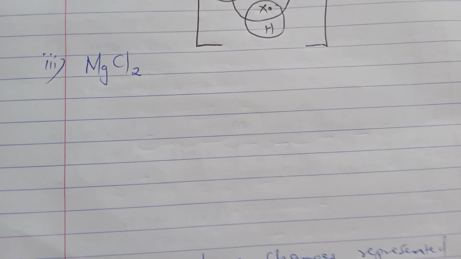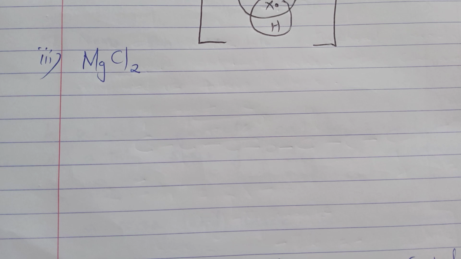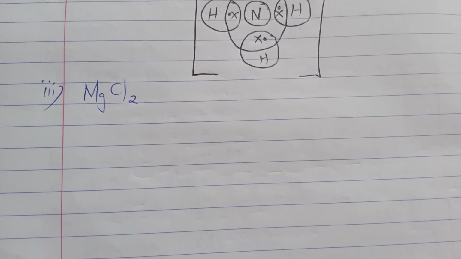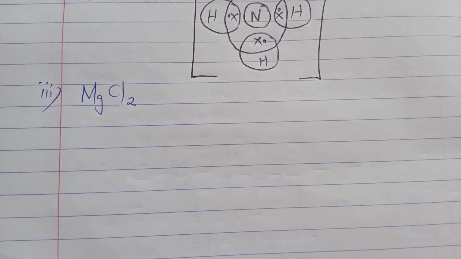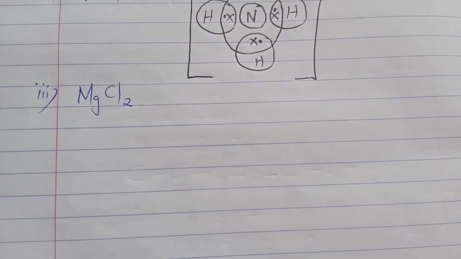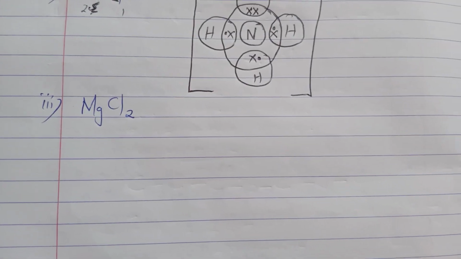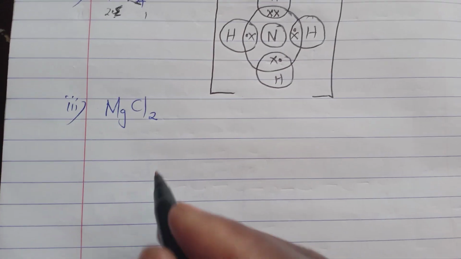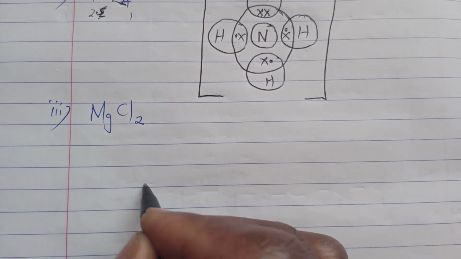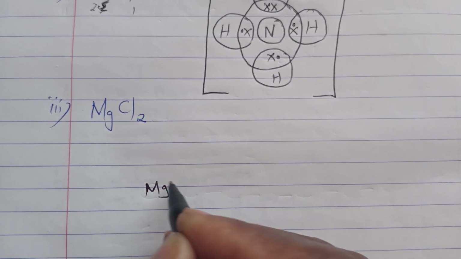Then we come to magnesium chloride. So magnesium, a metal, and chlorine, a non-metal, there is transfer of electrons from magnesium to chlorine, so it means you form ions. So magnesium is positive, chlorine is negative, so the bond is ionic bonding. So how do we draw? For ionic bonding, you show all the ions from the first energy level to the last.